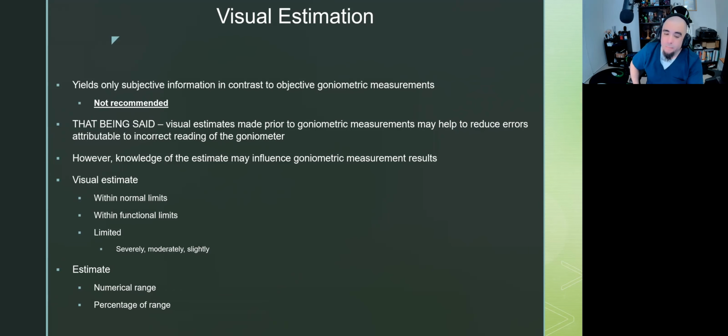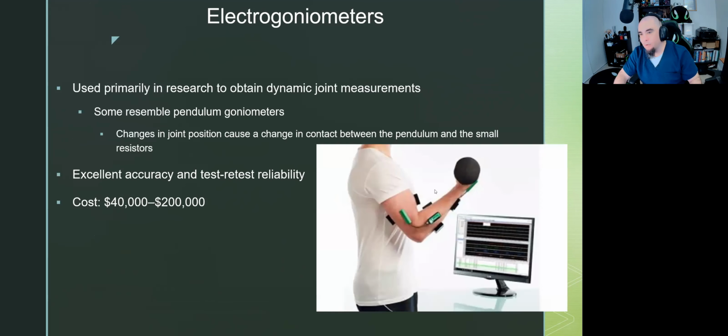It can be a visual estimate to see if they're within normal limits or functional limits. It can help us determine if they're severely, moderately, or slightly limited, right? We can even make an estimate based upon whether they have 0 to 180, or if they've only got 50% of range of motion, 60% of range of motion. The main reason I use my estimation, I'm going to go back here to the goniometer real quick.